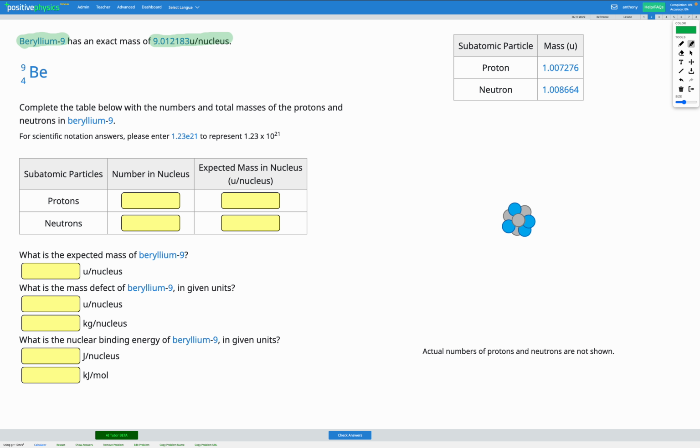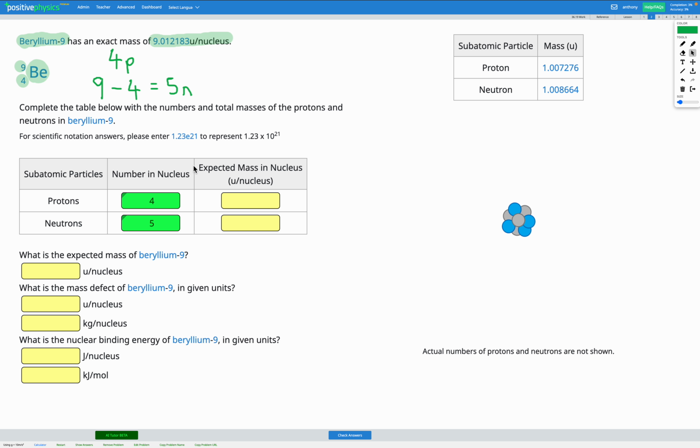So looking at our nuclear symbol here, we have an atomic number of 4 and a mass number of 9. So an atomic number of 4 means we have 4 protons. A mass number of 9 means we have 9 protons and neutrons together. So 9 protons and neutrons minus 4 protons gets us 5 neutrons. So we can go ahead and fill that in: 4 protons and 5 neutrons.